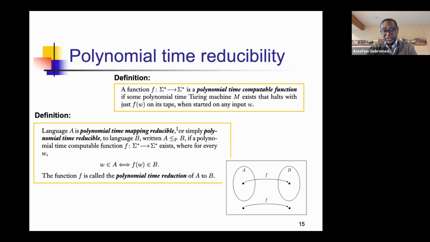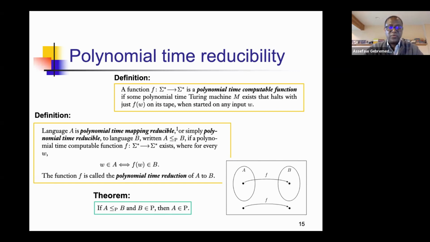When that function is polynomial time computable, then the reduction will be called a polynomial time reduction from A to B. So now we have this result: if I have a language A and I can reduce it to B in polynomial time, now we've got that notation. Last time when we were discussing mapping reducibility, we called it M. Now we call it P because it is polynomial time reducible. If A is polynomial time reducible to B and B is in P, that means it is polynomial time, then A is also in P, obviously, right?